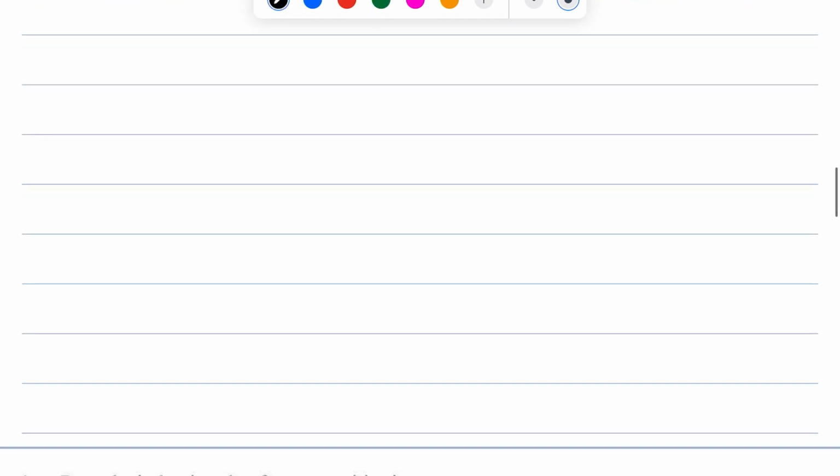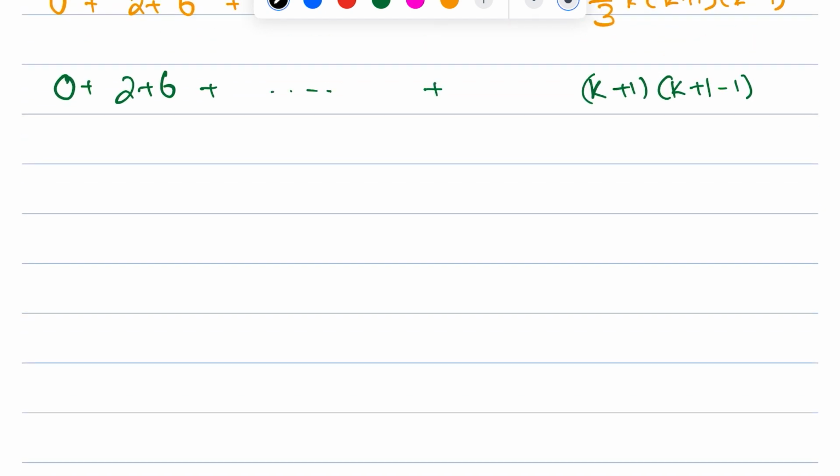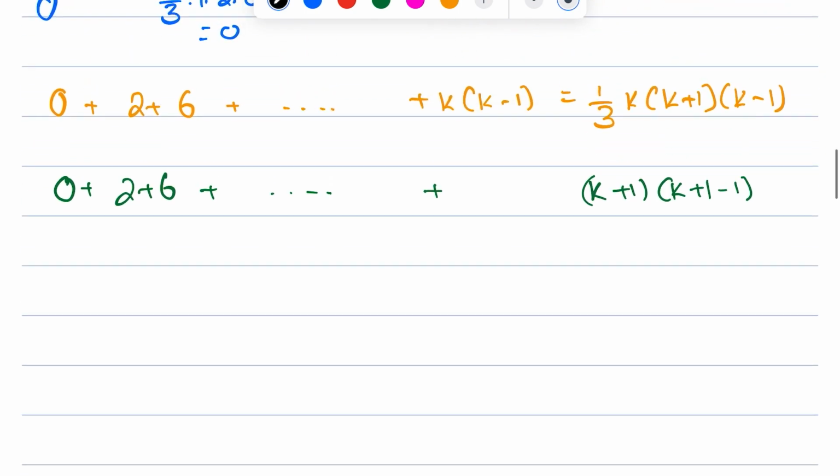Write down below. That's the beauty of mathematical induction. You know what your answer should be: 1 upon 3 times (k plus 1) times (k plus 1 plus 1) times (k plus 1 minus 1). So my answer should be looking as k plus 1 times (k plus 2) times k. This should be my answer.